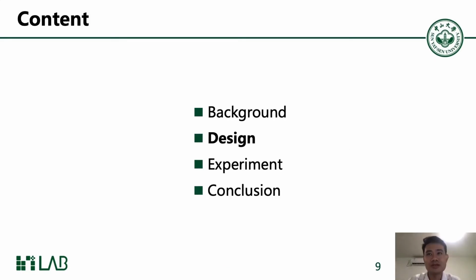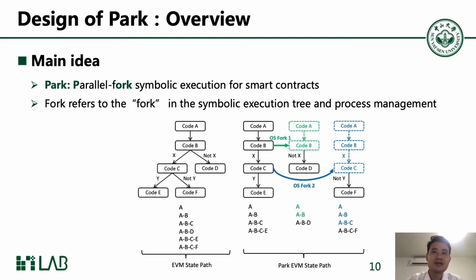Next, we will introduce the design of PARC. To address the above-mentioned issues, we propose PARC, a general framework for parallel fork symbolic execution for smart contracts. Fork refers to the fork in the symbolic execution tree and also the process management. PARC leverages multiple CPU cores to explore different symbolic paths in parallel in order to shorten the execution time and provide higher coverage of the code.